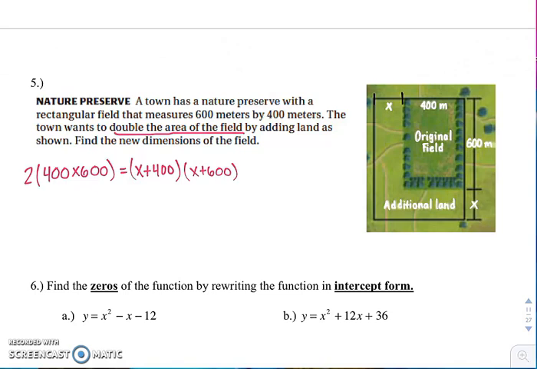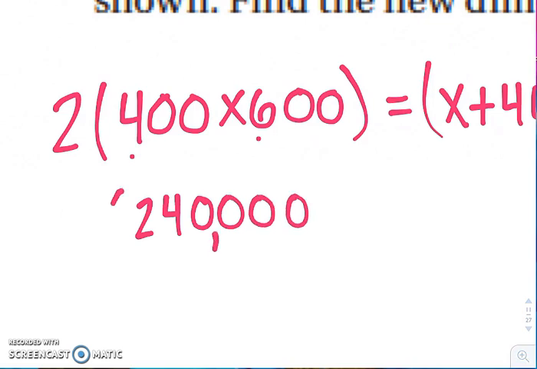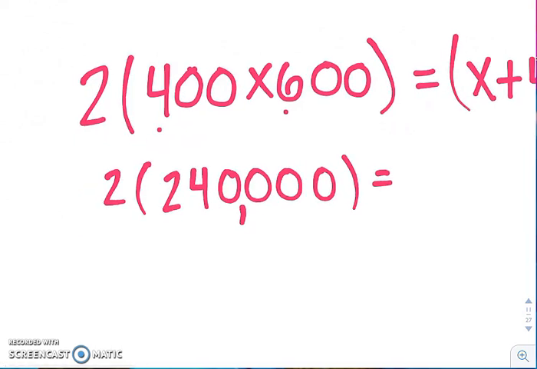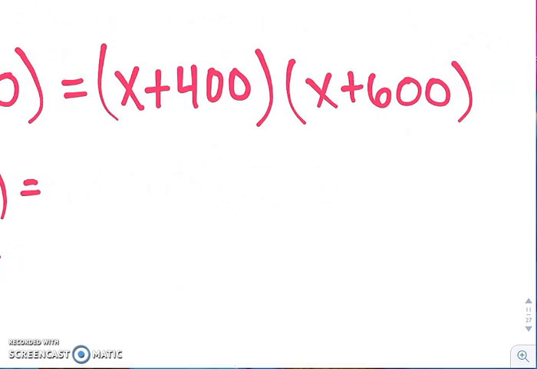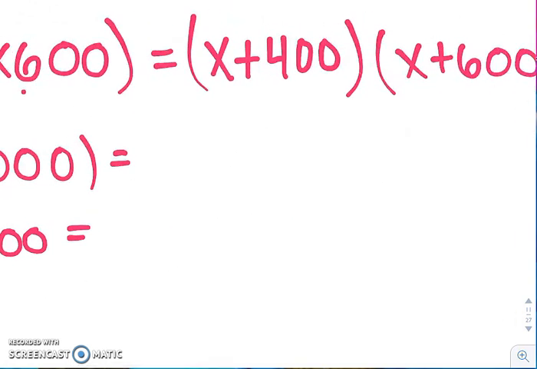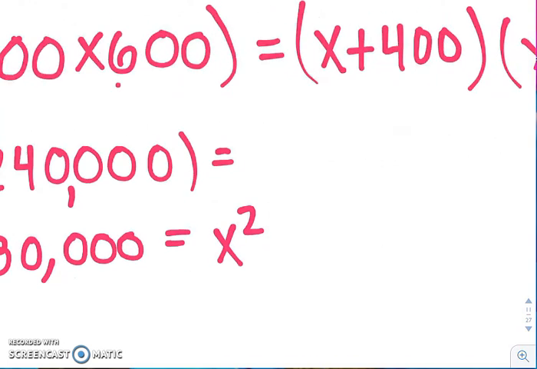So 400 times 600, 4 times 6 is 24 with the four zeros. So 240,000 times 2, which would be 480,000, equals x plus 400 times x plus 600. So x times x is x squared. 400 times 600, we just said, was 240,000.